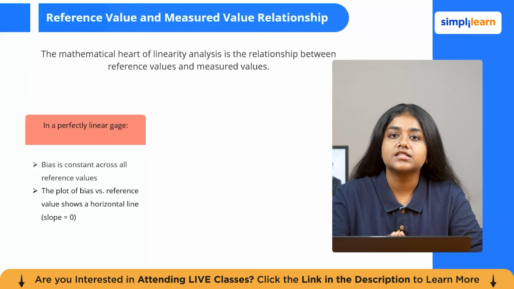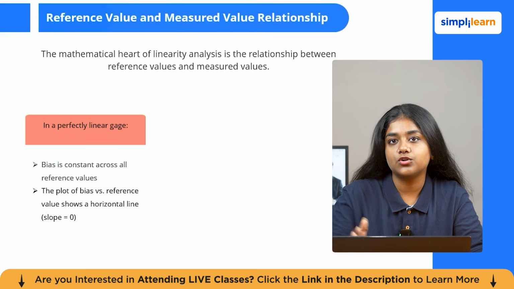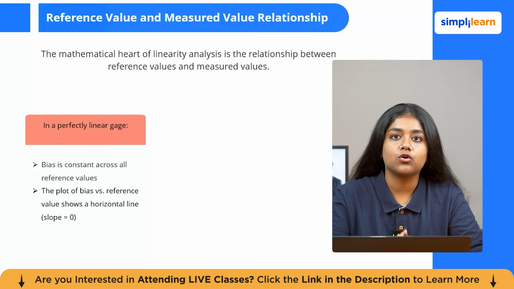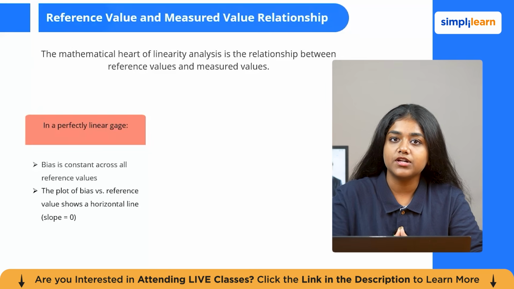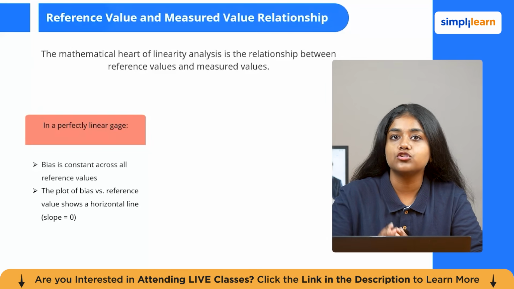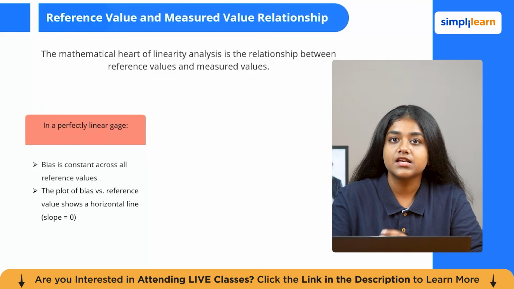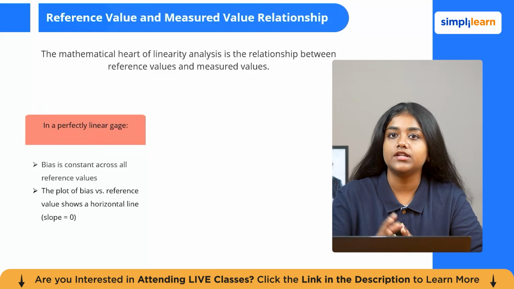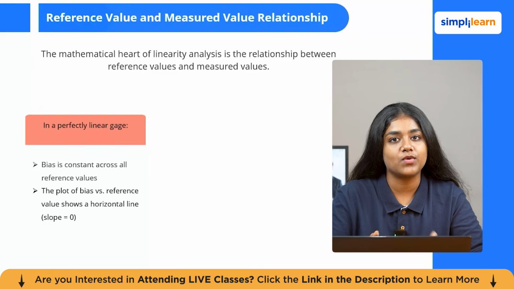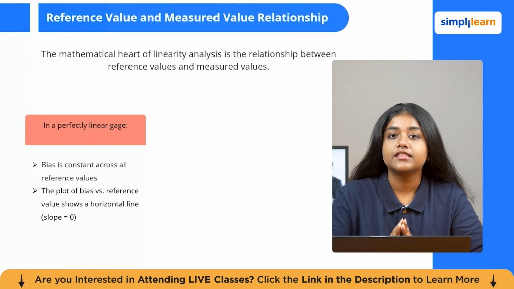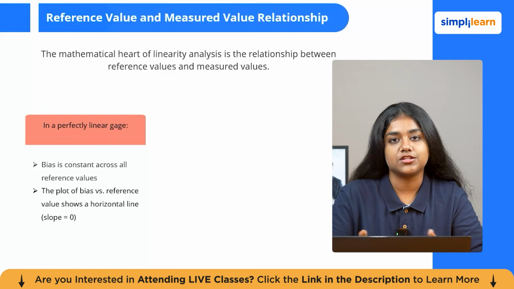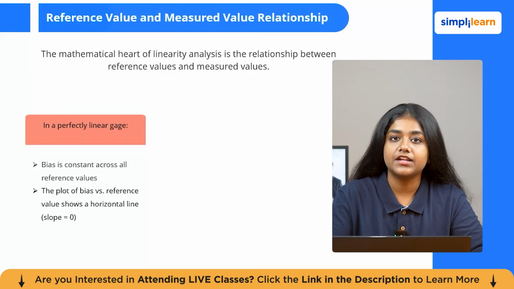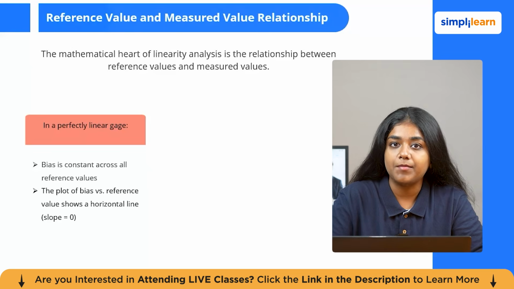For example, suppose your gauge always reads 0.02 millimeters higher than the true value. In this case, the bias is the same at all reference values. When bias is plotted against reference value, the graph shows a horizontal line. This means the slope of the line is 0. A 0 slope indicates that the bias is not increasing or decreasing as the reference value changes. Therefore, the gauge is considered linear across its measurement range. A perfectly linear gauge can still be inaccurate if it has a constant bias, but its error pattern is predictable and uniform.